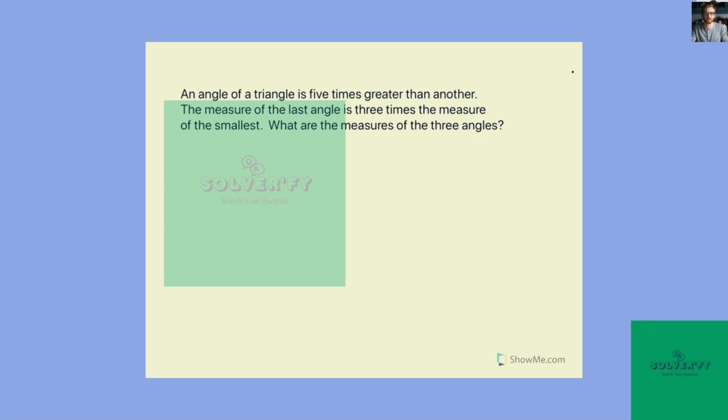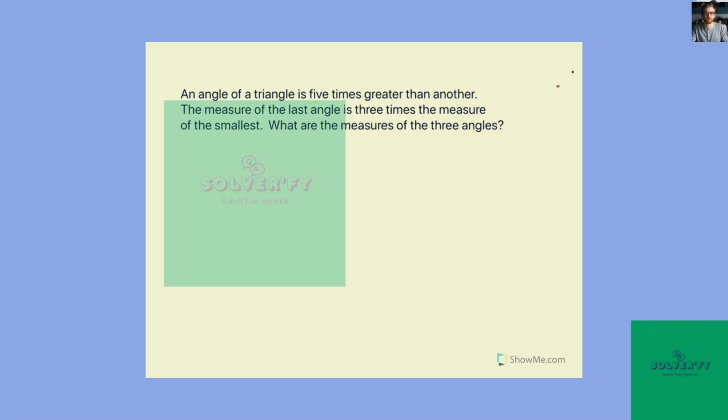These kinds of problems are sometimes hard to solve because they're as much of a reading problem as they are a math problem. So you need to read through the problem. An angle of a triangle is 5 times greater than another. The measure of the last angle is 3 times the measure of the smallest. What are the measures of all three angles?